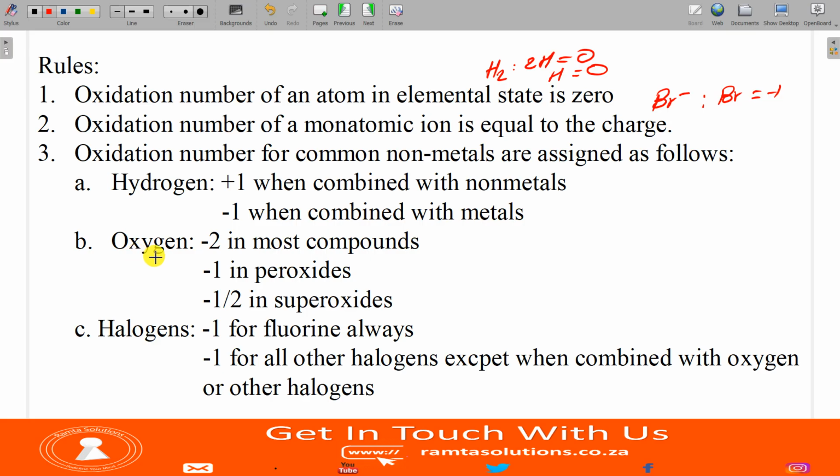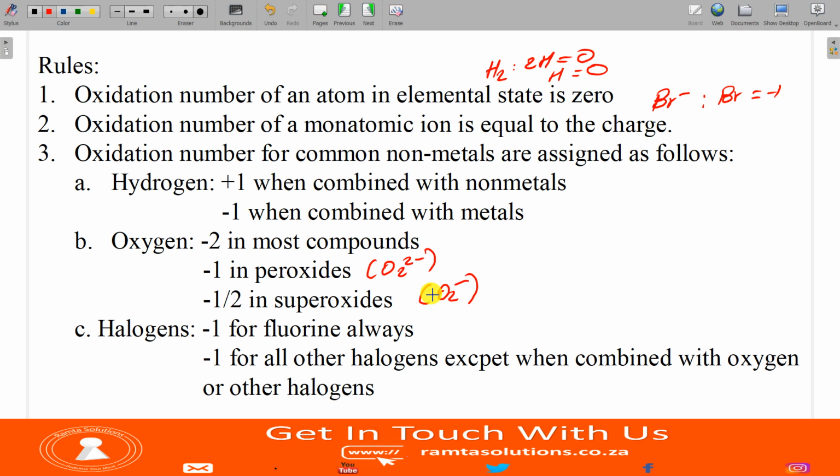Now, for oxygen, it is -2 in almost all compounds except peroxide. With peroxide, this is when your oxygen is like this. And then it is negative half when you have superoxides. Superoxides will be when it is like this. This will be the oxidation number of oxygen.